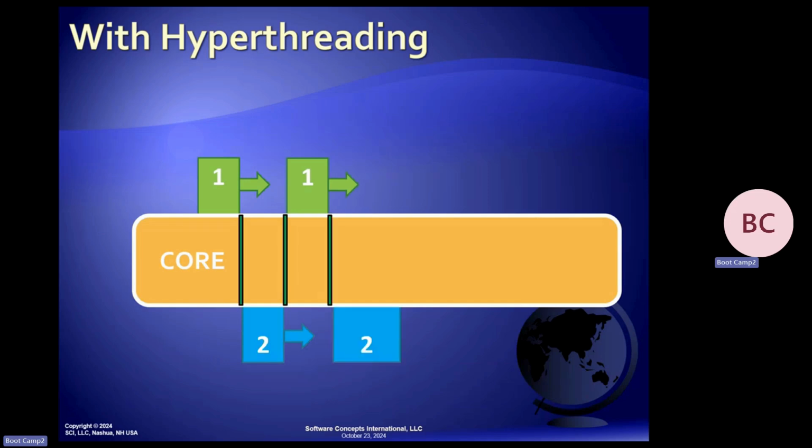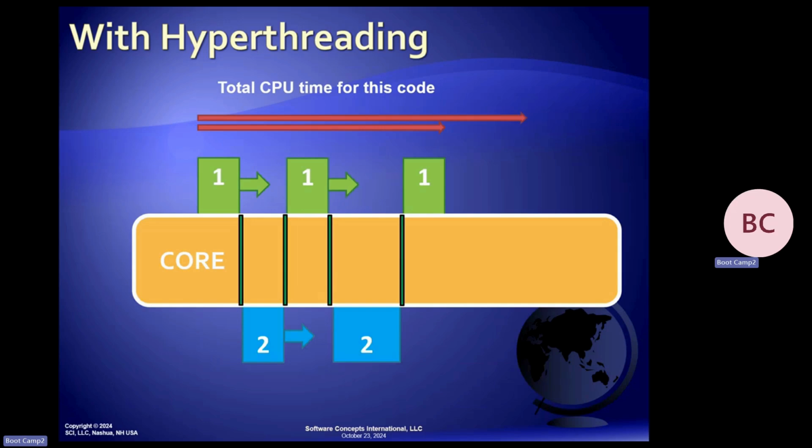Now, the hardware will try and enforce fairness. So after some period of time of a thread executing, it'll switch over to the other thread. But the total CPU time required for this code, when you compare it with the total CPU time without hyperthreading, can be shorter, and that represents some amount of savings. That's the whole idea of hyperthreading.